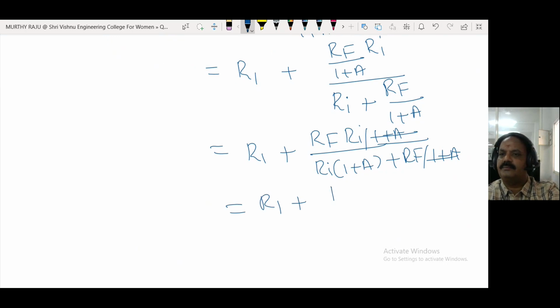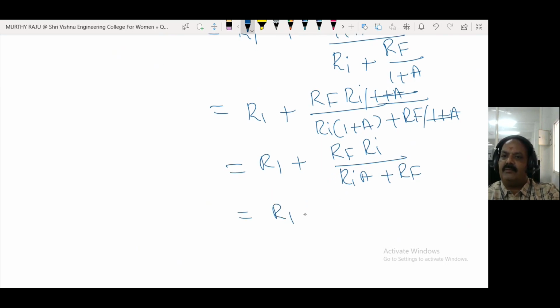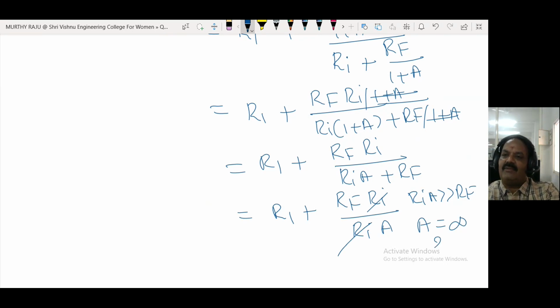R1 plus RF by RI into A plus RF. RI into A is far, far greater than RF, therefore RF is neglected. R1 plus RF RI by RI into A, because RI A is far, far greater than RF. RI is cancelled. Suppose the open loop gain is ideally infinity, or practically it is 2 into 10 to the power 5. With a higher value in the denominator, the entire term is 0. Suppose A is equal to infinity, then 1 by infinity is 0, that is 0 into RF by 1, that is 0.